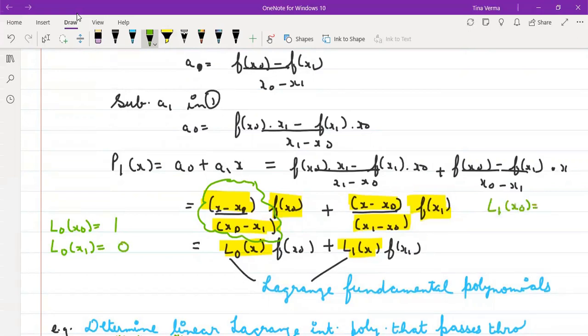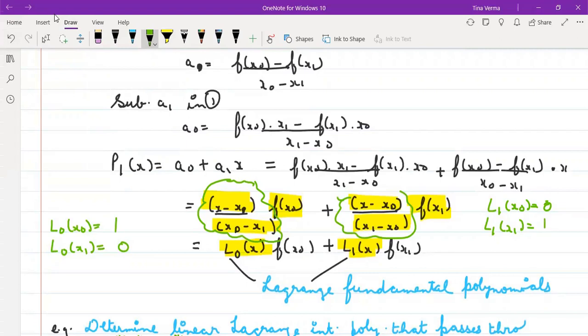L1 x naught आपका कितना होगा? x1 minus x naught. This is your L1. L1 x नॉट पुट करोगे तो क्या होगा, x नॉट माइनस x नॉट 0, and your L1 x1 कितना होगा, x1 माइनस x नॉट कितना हो जाएगा, 1.